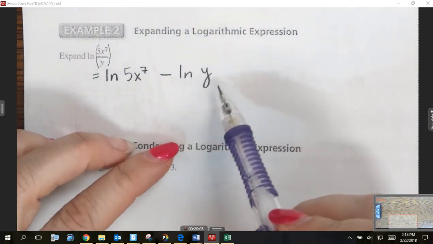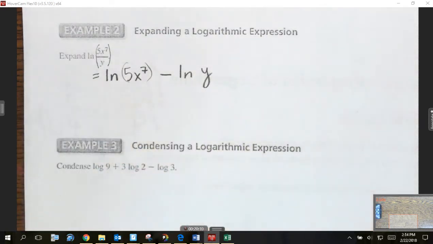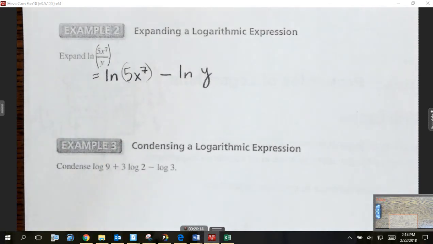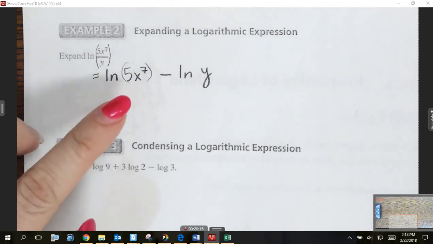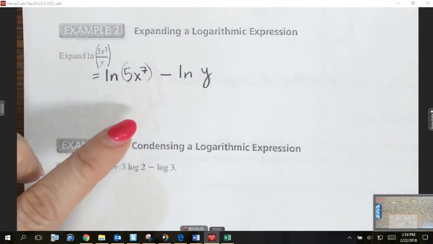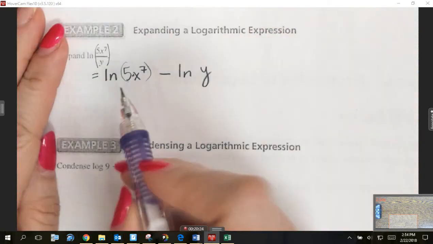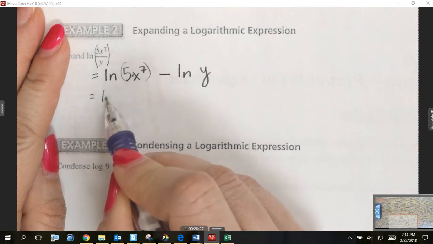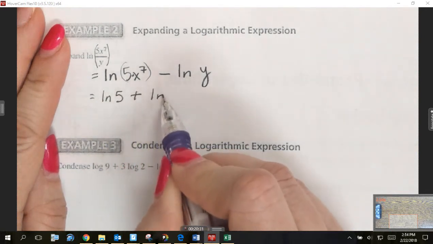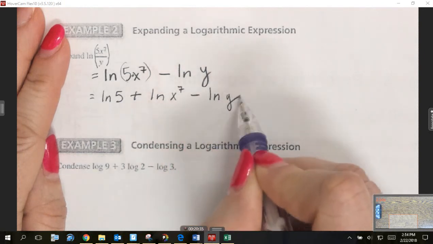ln y is just one thing, so I don't have to do anything else over there, but over here there are still multiple operations happening. So I have to expand this out further. The next thing I want to expand is the 5 from the x to the 7th, which are right now being multiplied. When I expand them, they become addition with separate ln's: ln 5 plus ln x to the 7th, and then minus ln y.